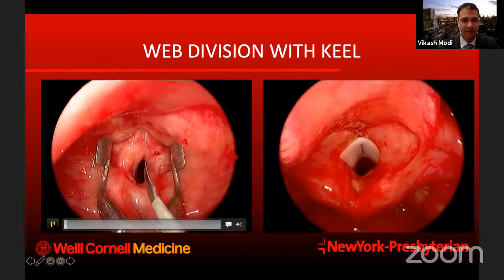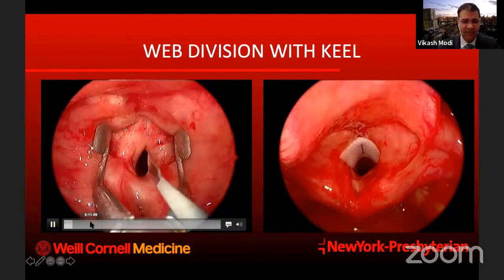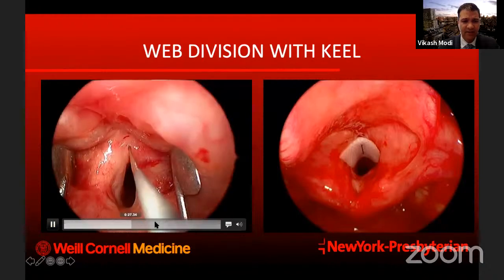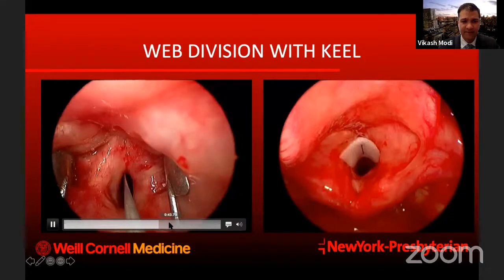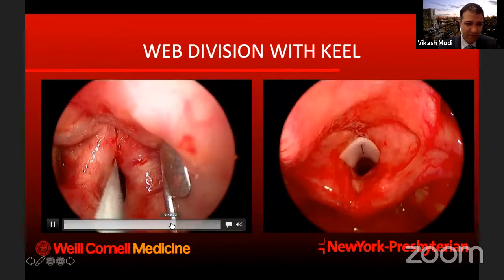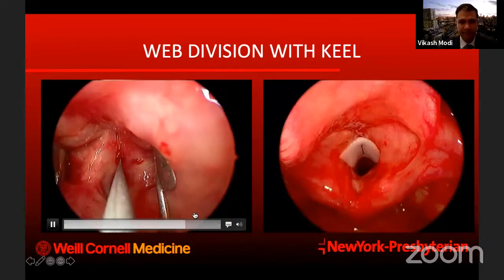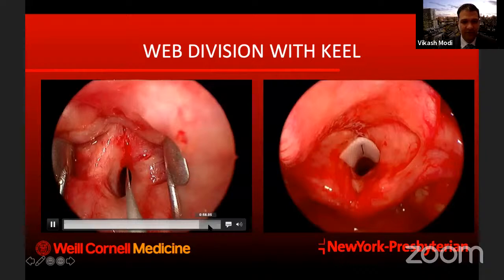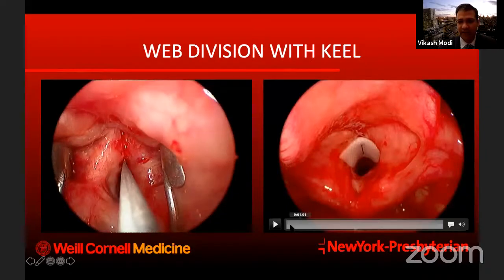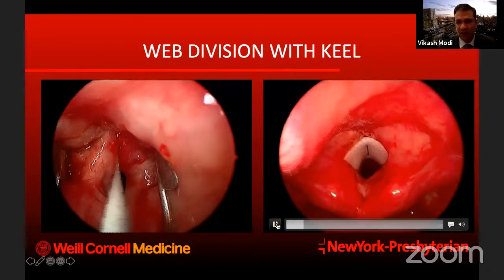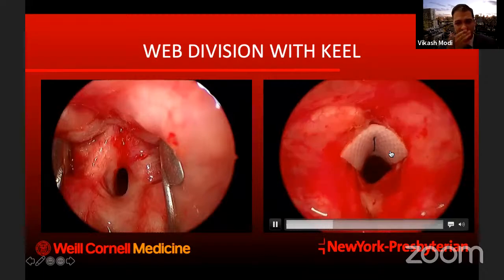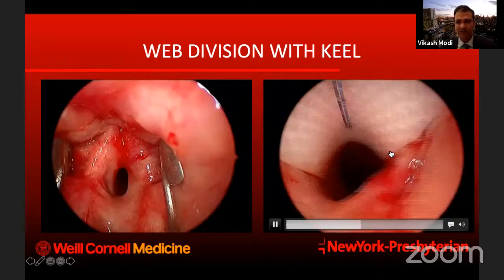So this is an example of a type 2. Didn't really have much subglottic extension. We divided endoscopically with a sickle knife. I'll fast forward this really quick. I like to use cold steel again because I feel like you're going to get less scar tissue development with that. So you divide it here endoscopically with a sickle knife, and then we like to place an endoscopic keel here, and I'll usually put that in from anywhere from 7 to 14 days.